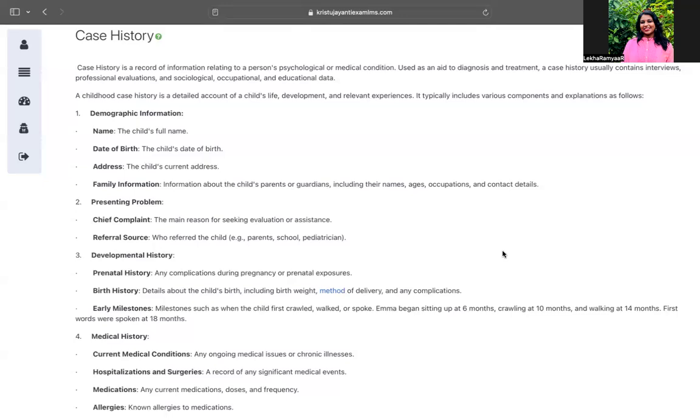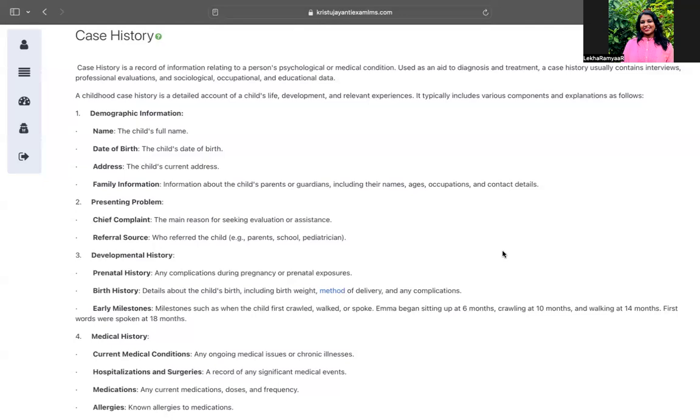Okay, now this also includes the height of the child or the infant at the time of birth, the weight, whether it was a normal weight or underweight, and also whether the baby was a premature baby or a normal baby.